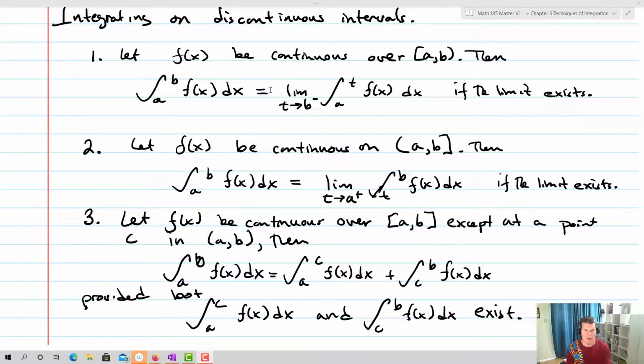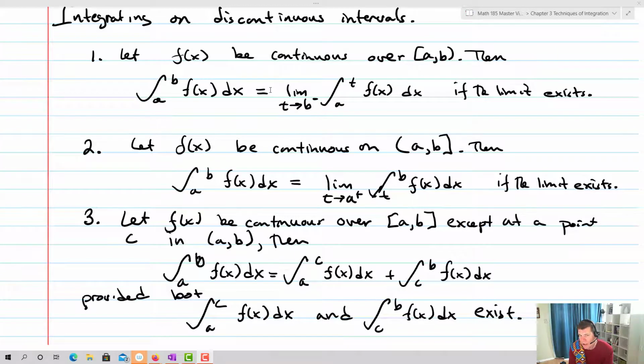You may have to pause the video in order to take a look at them and write them down if you are taking notes. But number one, let f of x be continuous over the half open interval a to b. So that is that it's closed on a and open on b. b is going to be the place where we have a discontinuity. Then the integral from a to b of f of x dx is going to equal the left-hand limit of the integral from a to t of f of x dx. So basically we're going to take the limit as t approaches b from the left-hand side and see if we get a value, if that limit does exist.